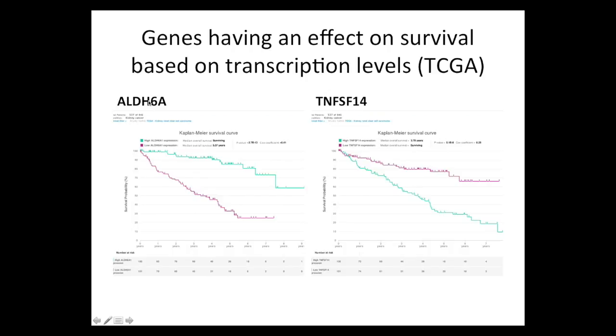What you can see here is that with this gene, when you have high expression, in the green, your chances of survival are much better than if you have low expression of this gene. And I had to find this one. What's interesting, it's so cool.